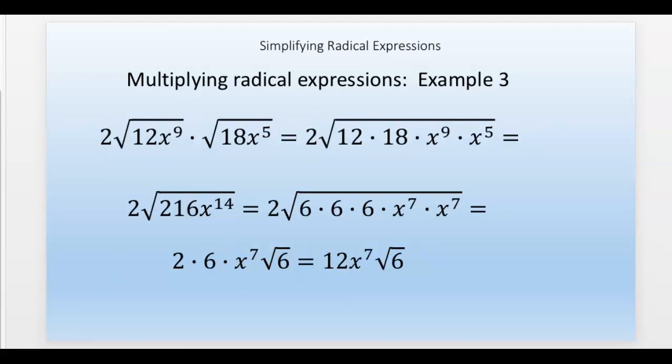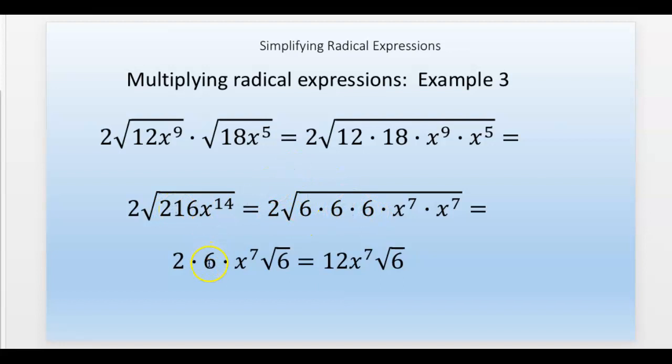Let's do another example. I have to hurry up, guys. You can always stop this. Again, the 2 is outside. Take the 12 and the 18 inside and multiply them together. Take the x to the 9th and the x to the 5th. Multiply them together, so now we have x to the 14th. And 12 times 18 is 216. Right? 216 is 6 times 6 times 6.